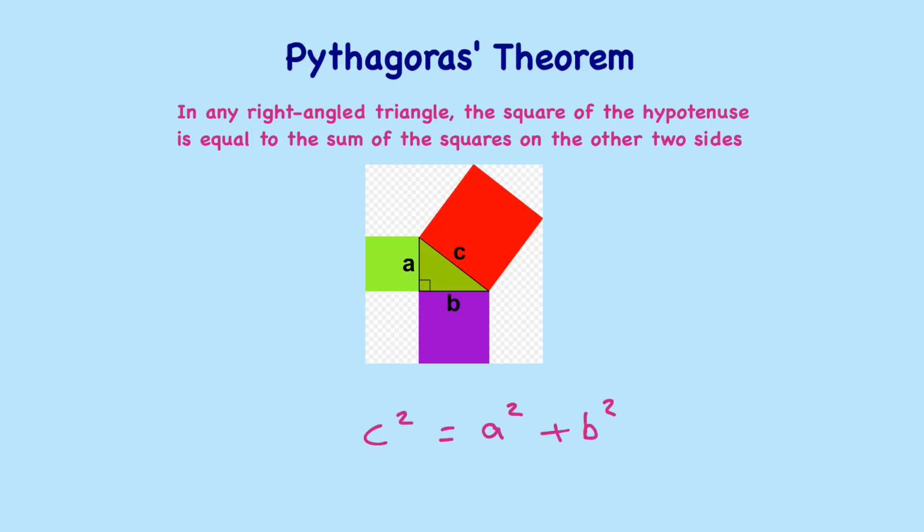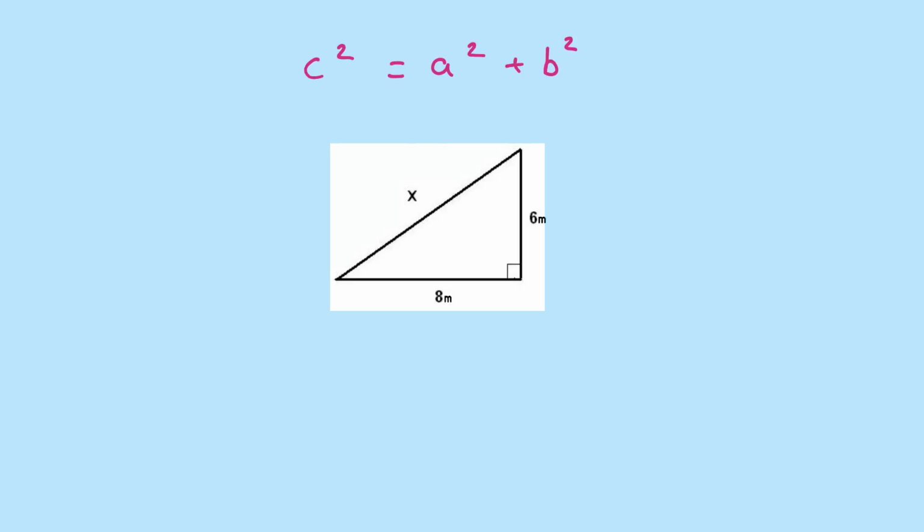Now, Pythagoras' theorem is very useful because you can use it to find missing sides. And in this clip, we're going to look at finding the missing hypotenuse, which is the longest side opposite the right angle. So let's have a look at an example.